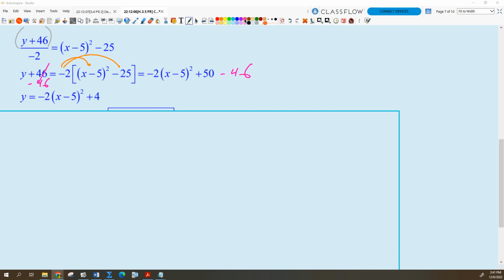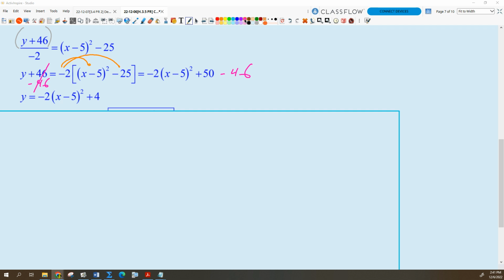So those guys cancel. Over here, I'm just collecting like terms. I'm just going to add up all the numbers. Well, there's only two numbers here that aren't being multiplied by stuff, right? So 50 minus 46 is 4, and I'm done.